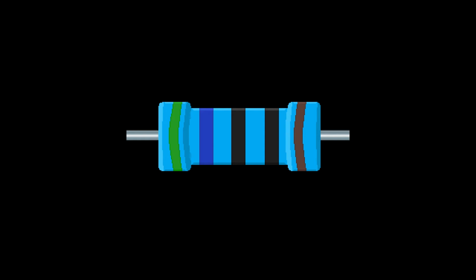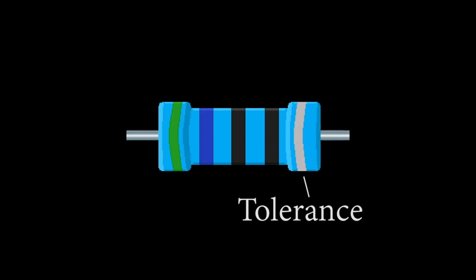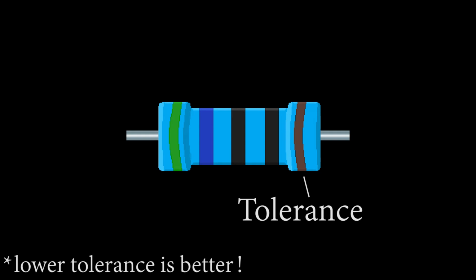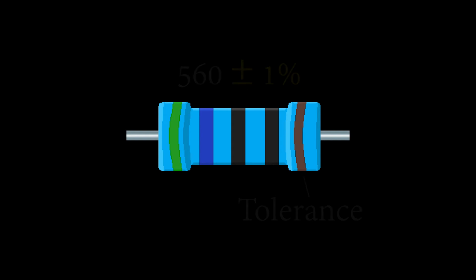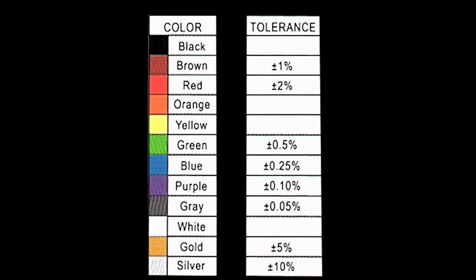The fifth and final band is the tolerance band. It basically tells you how good of a resistor you have. The lower the tolerance, the more accurate a resistance your resistor will provide. Tolerance value means it could be a certain percentage higher or lower than the printed resistance value. Once again, check the screen for how the colors relate to their tolerances.